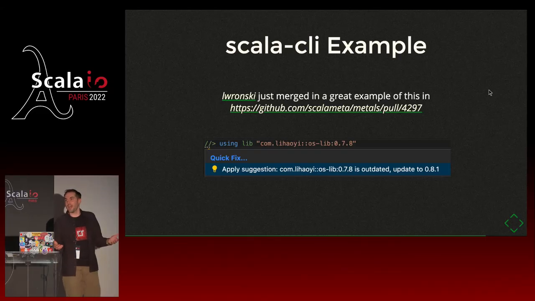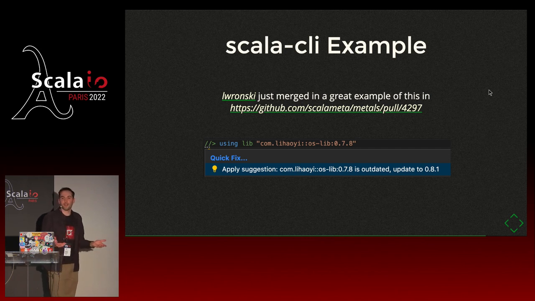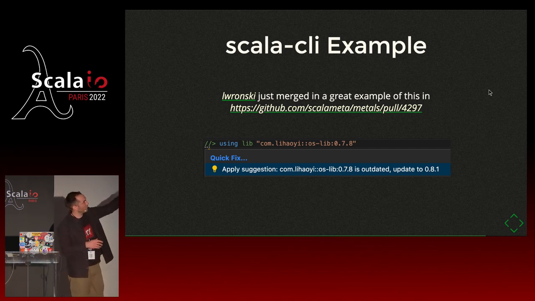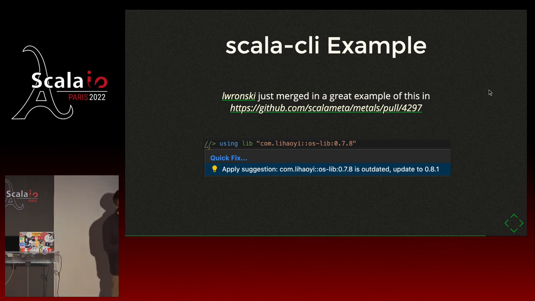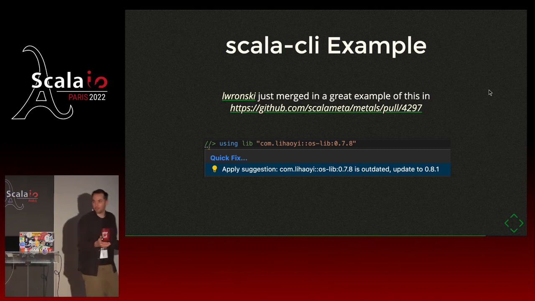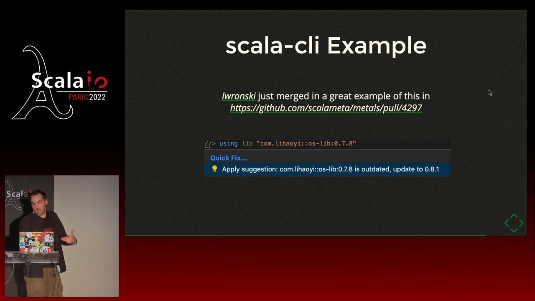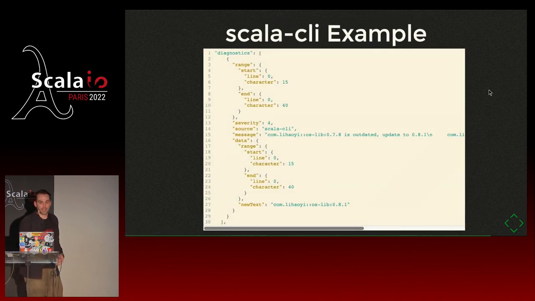But if you're in the editor, you kind of want that same functionality, right? So Lukas from the VirtusLab team just merged a really good example of this, that when you're in your editor and you have a using directive, in the next release of Scala CLI, you'll actually get a quick fix that will just say, hey, this is outdated, do you want to update it? And you'll just click it, and it will automatically update the dependency in your file. That's pretty cool. I wish we had way more things of that.